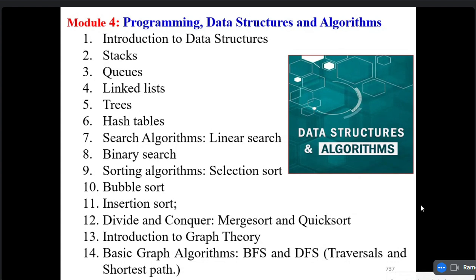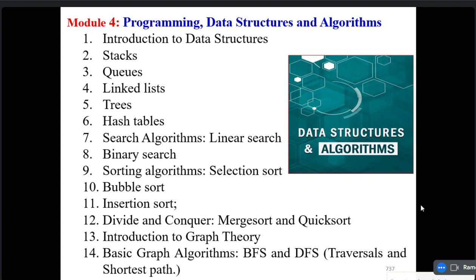Then sorting: arranging elements in any sequential order, ascending or descending. That is called sorting. There are so many sorting techniques, but I am explaining 5 important sorting techniques: selection sort, bubble sort, insertion sort, merge sort, and quick sort. Okay, these are the sorting techniques.